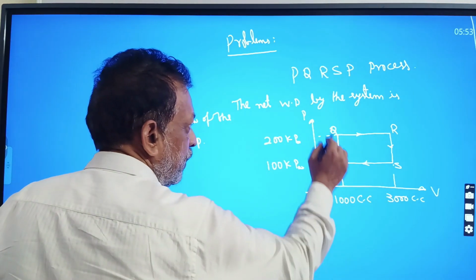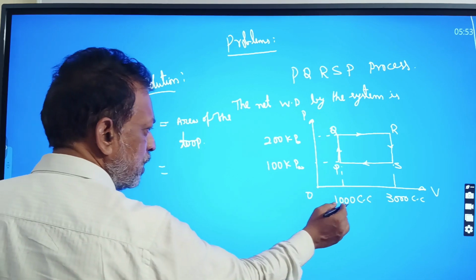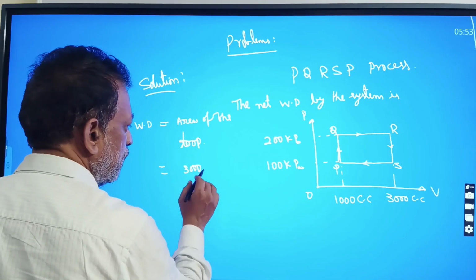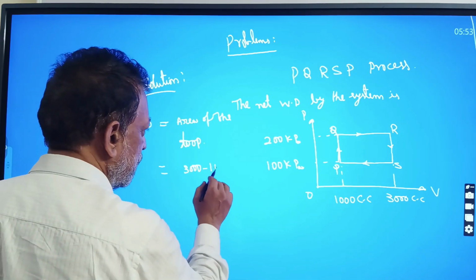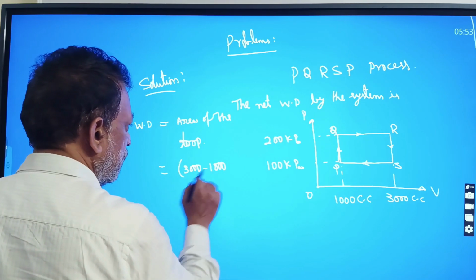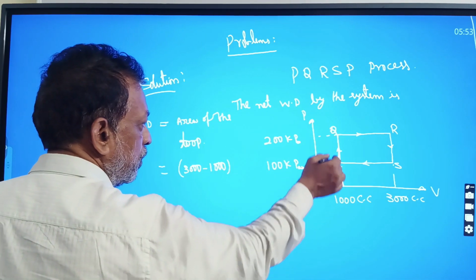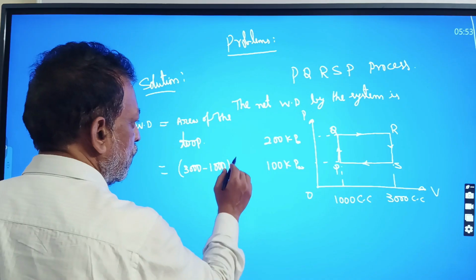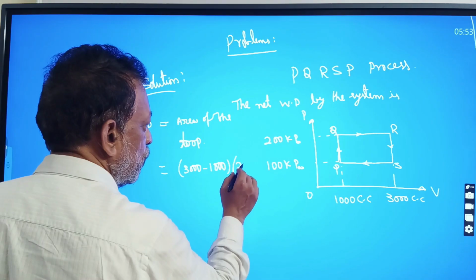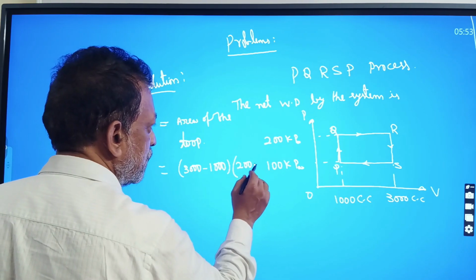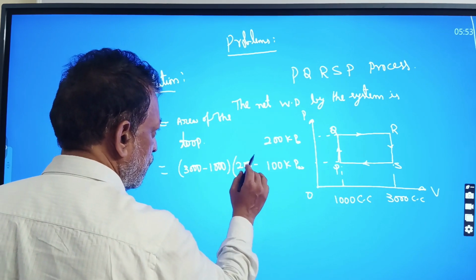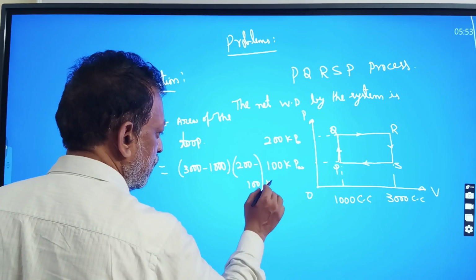This is the length into breadth. What is the length? This minus this. 3000 minus 1000, into what is this one? This is the length into breadth. All are in kilo. So 200 minus 100. This is what? Kilopascal, kilo is 10 to the power of 3.